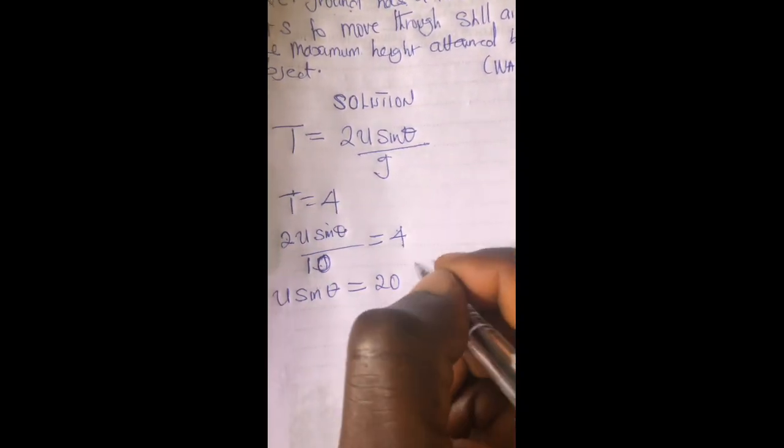If you multiply this and this, you have 40. 2 into 40 will give us 20. You can try that later.